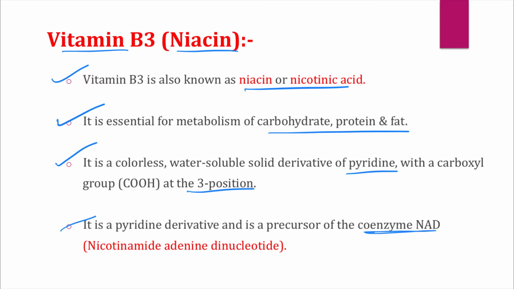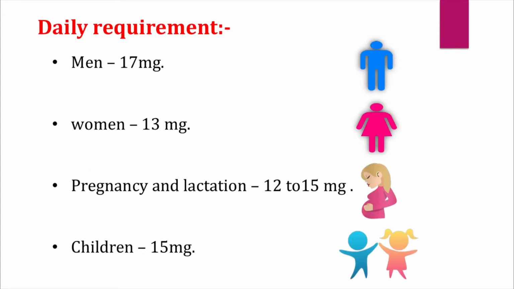Right? So, vitamin B3, also known as niacin and nicotinic acid, plays an important role in the metabolism of carbohydrate, protein and fat, and also it's a colorless water soluble solid derivative of pyridine, right? Not only this, vitamin B3 is also a pyridine derivative and it's a precursor of one very important coenzyme NAD, nicotinamide adenine dinucleotide. So now we are going to talk about the daily requirements.